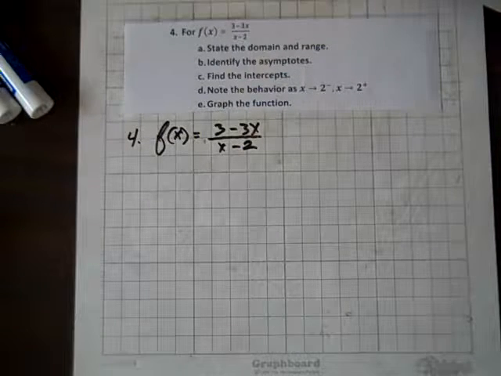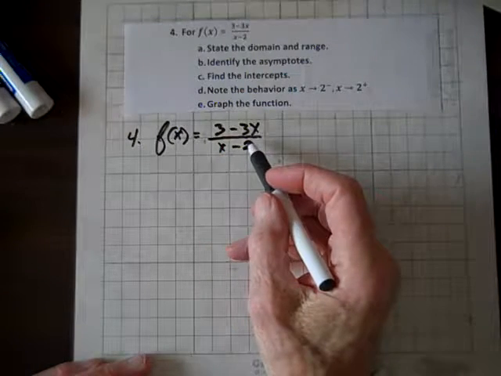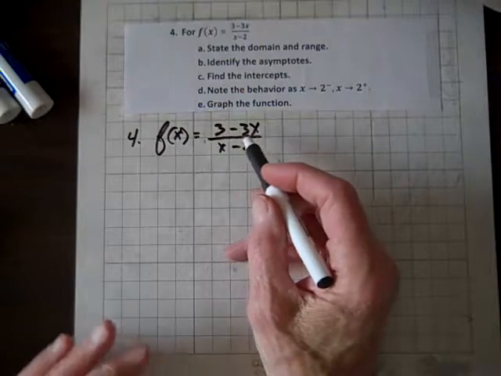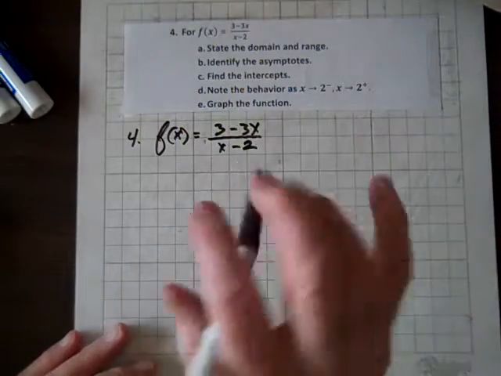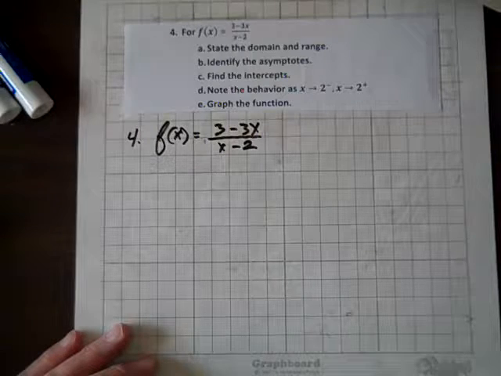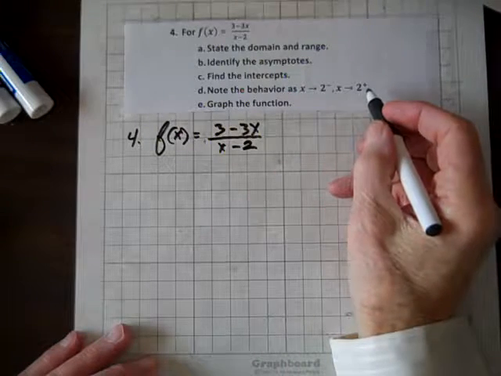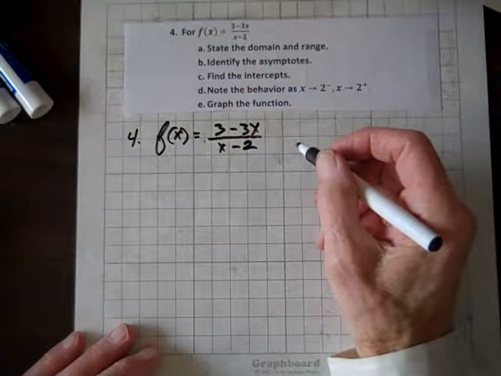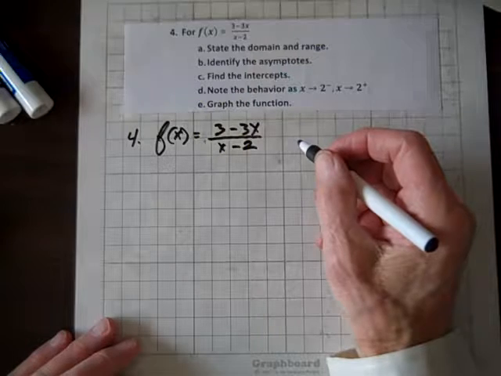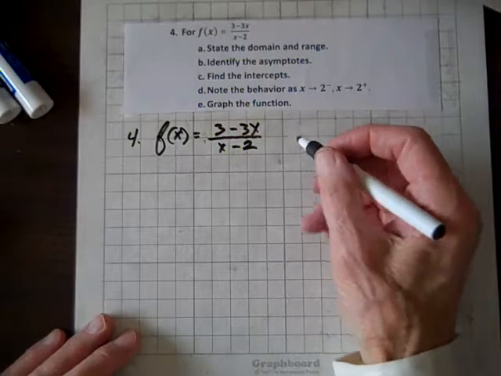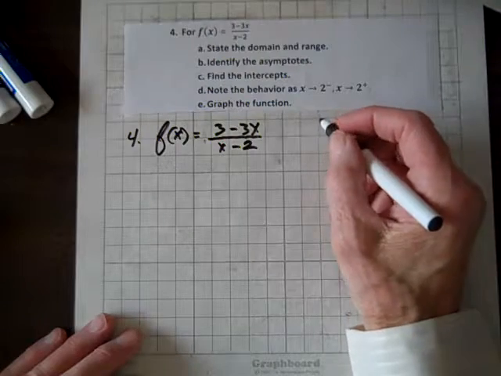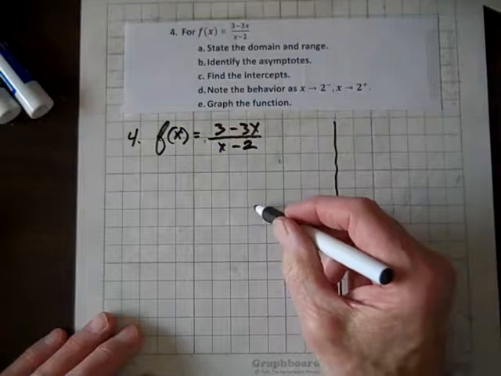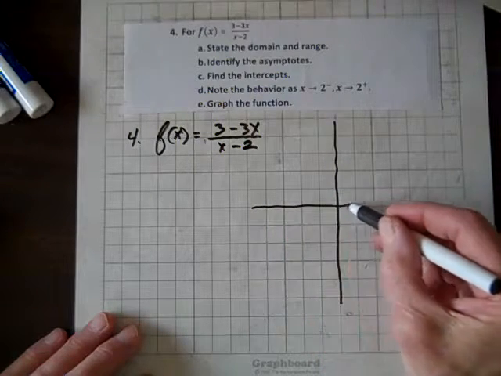Well, now we're doing question 4, and we're given this function, and we've got to find the domain, the range, identify the asymptotes, find the intercepts, and note the behavior as x goes to 2 from below or above. That's what these symbols mean. And graph the function. Well, let's start out by graphing it. And we'll answer a lot of our questions by just doing that.